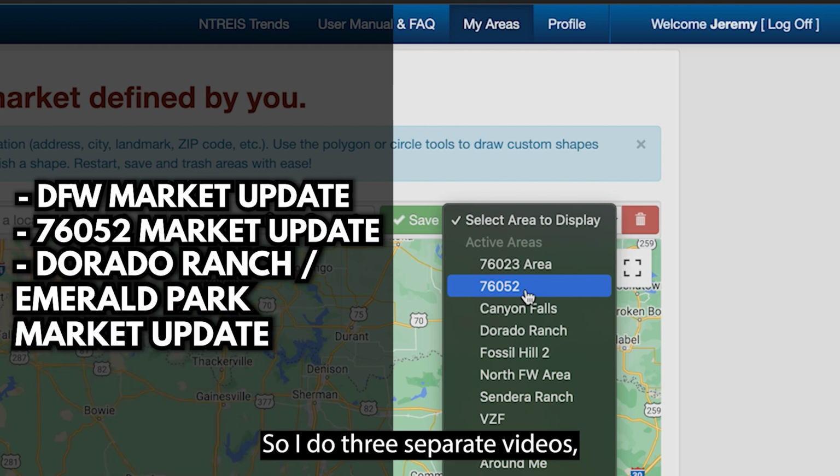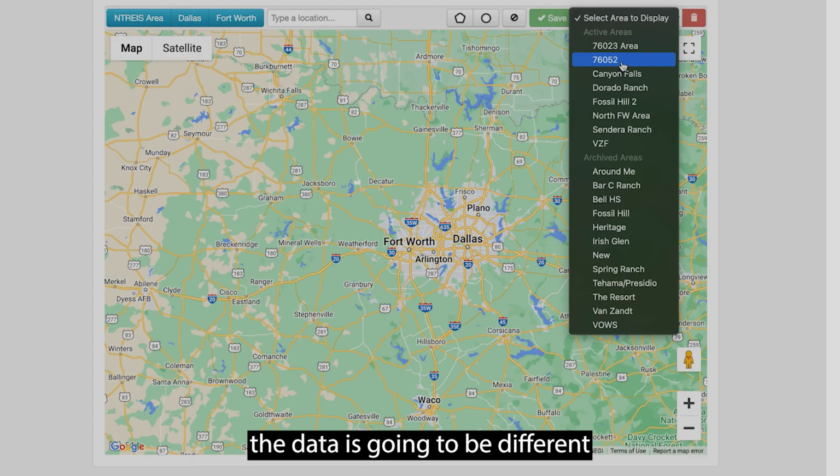So I do 3 separate videos, all the same information as far as the data points. Of course, the data is going to be different because they're much smaller areas in sequence, right? So we've got the whole DFW Metroplex, then we've got the zip code, then we've got this micro neighborhood. So the information is all different, but the points are the same. So it's easy to do.